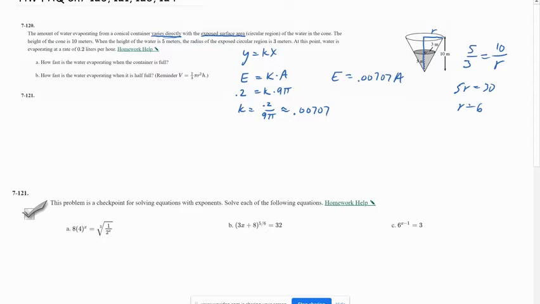So that makes sense. When the height is twice as tall, the radius is twice as large. So the radius would be 6, which means our area at that time would be 36 pi. And so using this equation, we can get E equals 0.00707 times the area, which at that time is 36 pi. And so our rate of evaporation at that time when it's full is 0.00707 times 36 pi, and that is 0.8. So 0.8, and the units were originally liters per hour, so this is also going to be liters per hour.